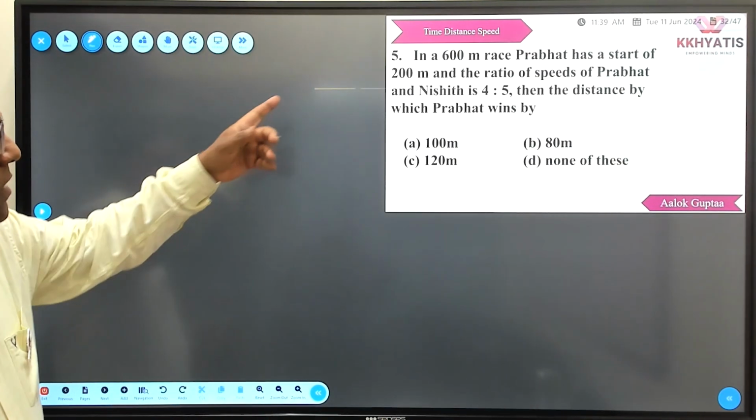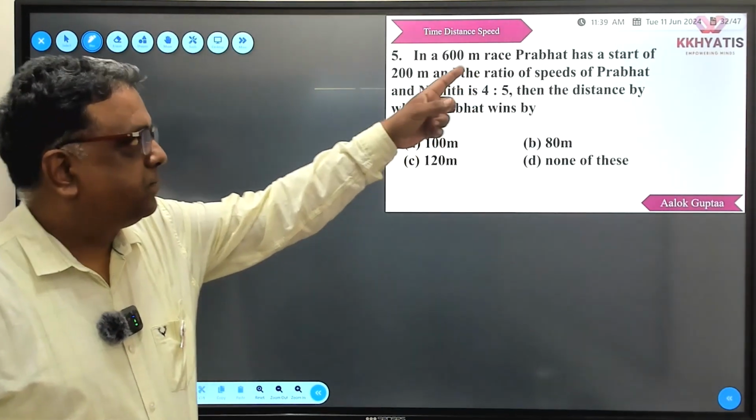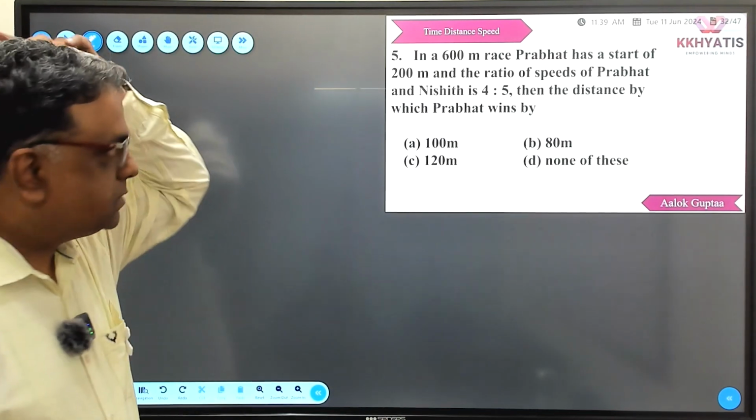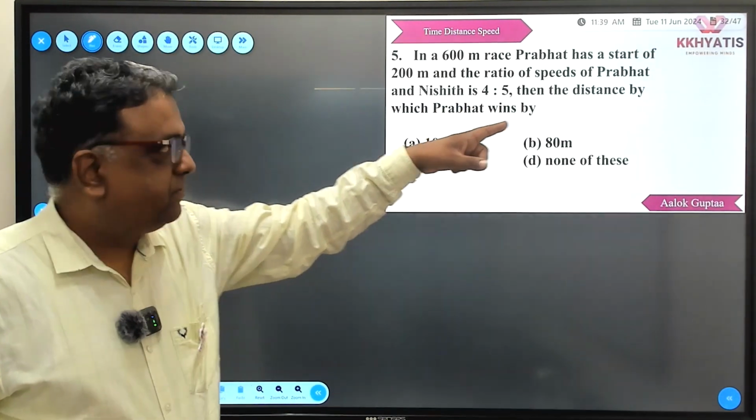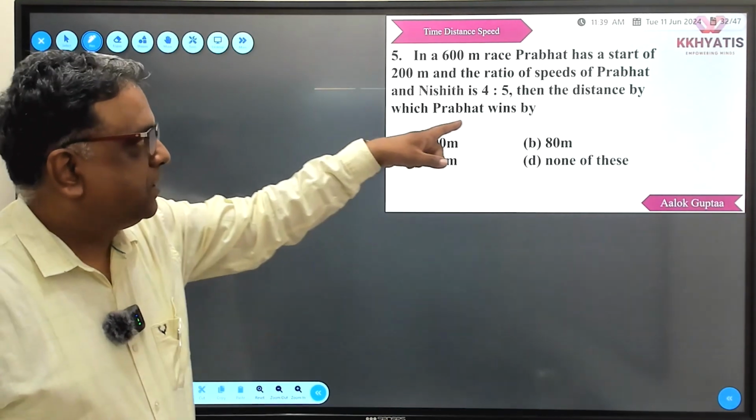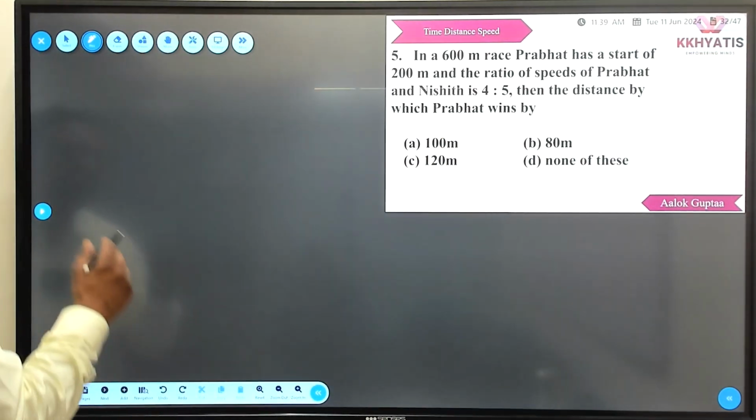So the next sum goes like, in a 600 meter race, Prabhat has a start of 200 meters and the ratio of speeds of Prabhat and Nishit is 4:5. Then the distance by which Prabhat wins is how much? So what?